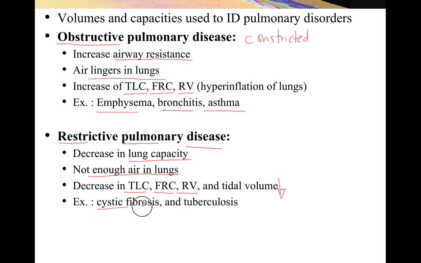Diseases such as cystic fibrosis, which is basically an inherited condition where you produce a significant amount of mucus, and tuberculosis, which is basically a bacterial infection. All of these cause fluid build-up in your lungs, and as a result, you limit the ability to carry air inside your lungs. So how do we distinguish, in terms of tests, to diagnose obstructive versus restrictive pulmonary disease?